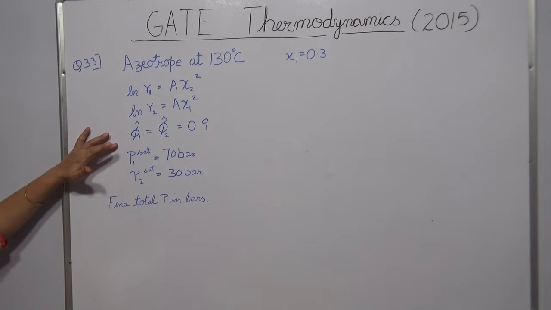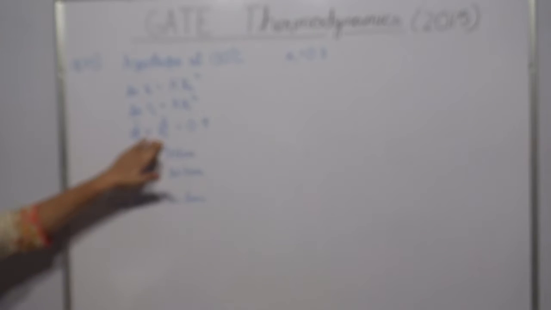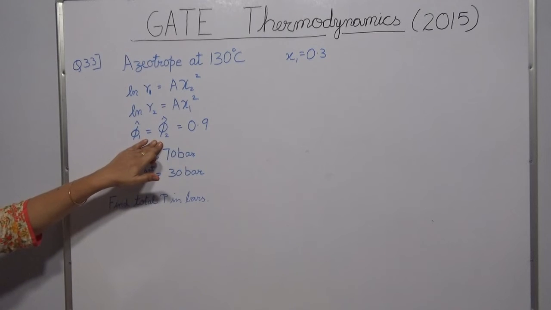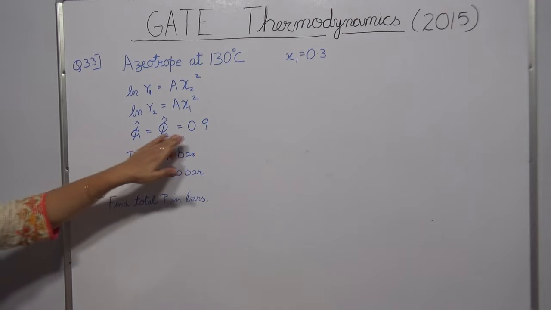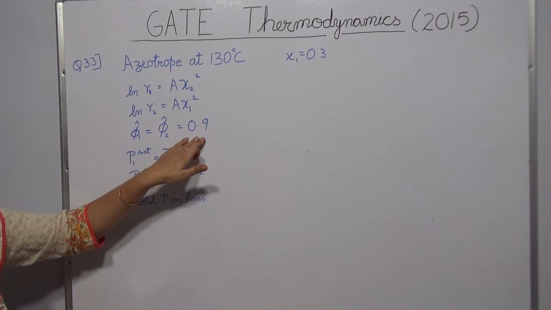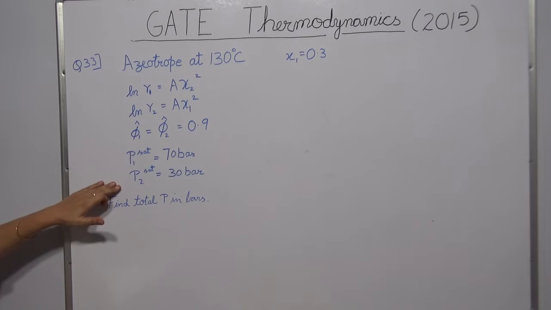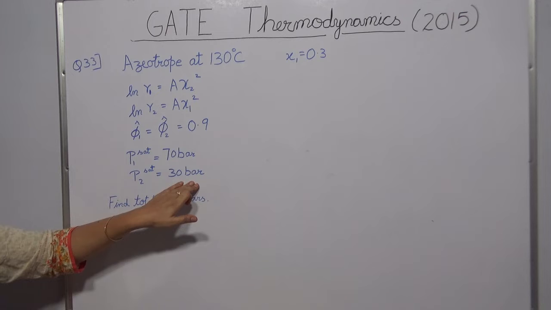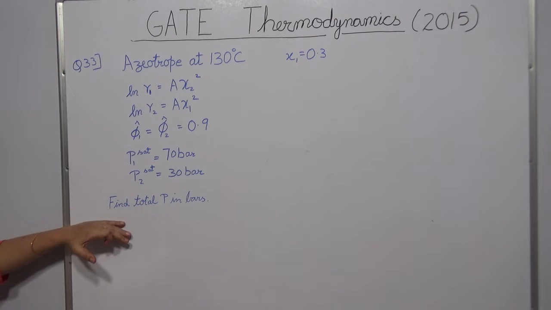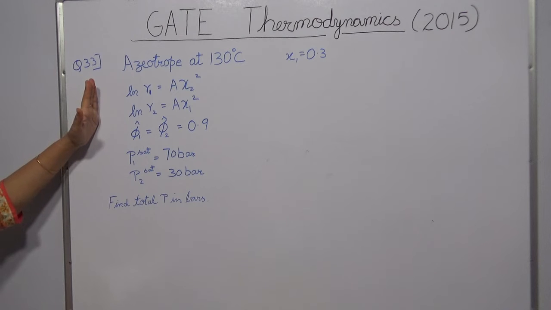Further they give the fugacity coefficients of component 1 and 2 in the vapor phase. So now they are talking about the non-ideality of the vapor phase. That is for both the components, equal to 0.9. Further they give the information that the saturation pressure at 130 degrees centigrade, that is at the temperature at which azeotrope is formed, the saturation pressures of component 1 and 2 are 70 bar and 30 bar respectively. And they have asked you to calculate what is the total pressure in bars when these azeotropic conditions exist.